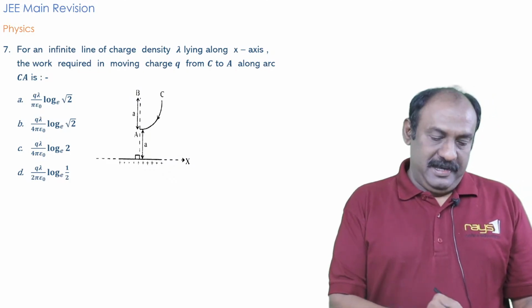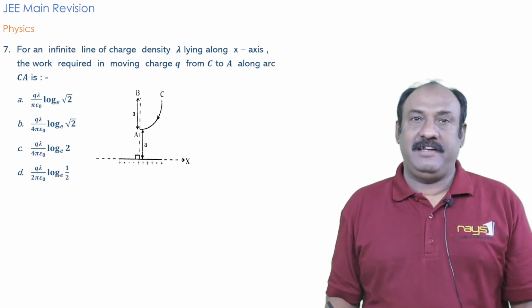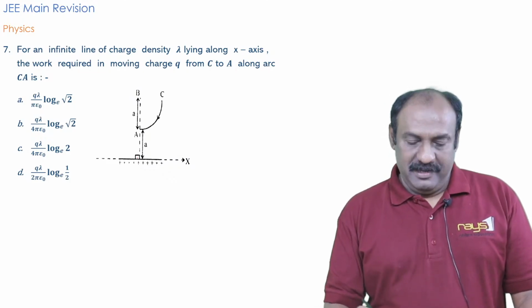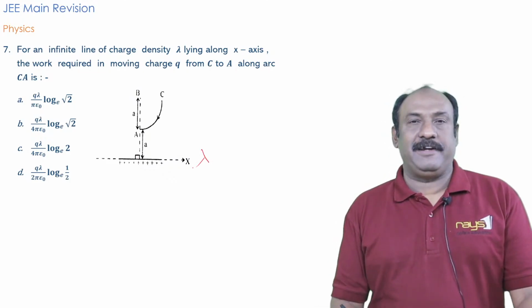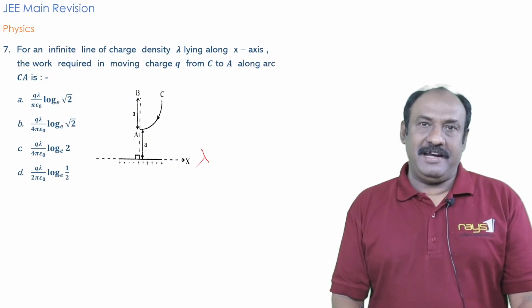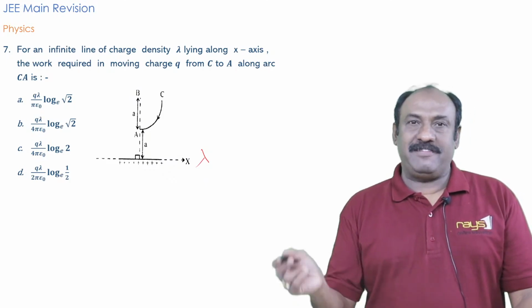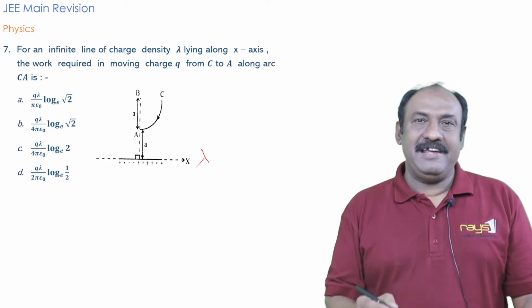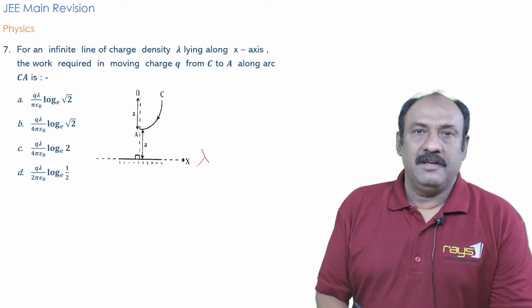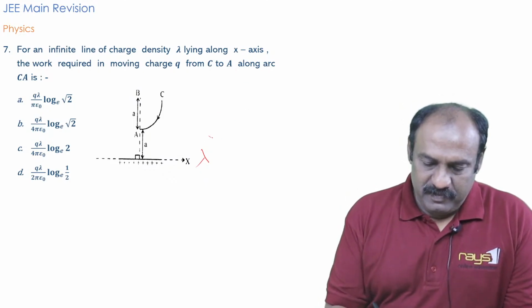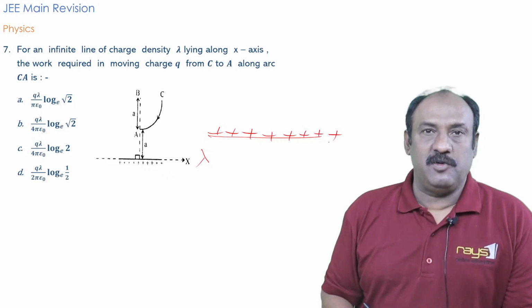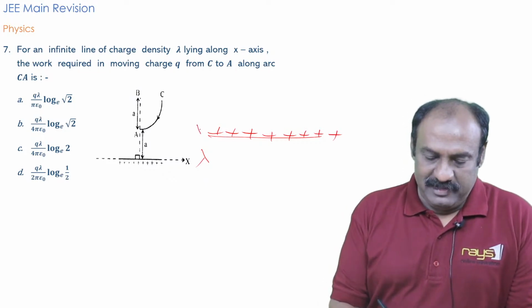Here we have an infinite line of charge with density lambda along the x-axis. So, along the x-axis, the line of charge density lambda is given in the data. For a linear charge distribution along a straight line from minus infinity to plus infinity, it has linear charge density lambda, which is given in the data. Okay. Now, this is the linear charge distribution along a line with linear charge density lambda.